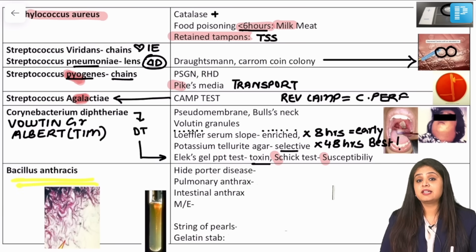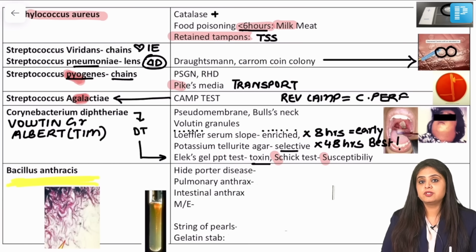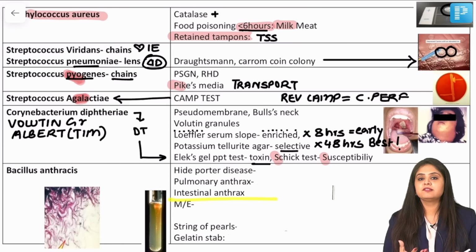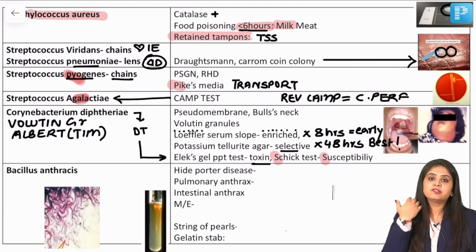Coming to the next, the category A bioterrorism agent, that is anthrax. Anthrax always comes from animals. Either you have eaten some undercooked animal intestine, or you have inhaled something like wool, so pulmonary, or some animal skin has come in contact with your skin, so hide porter.